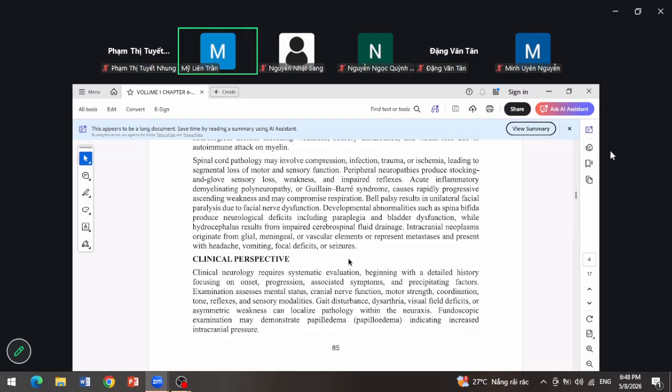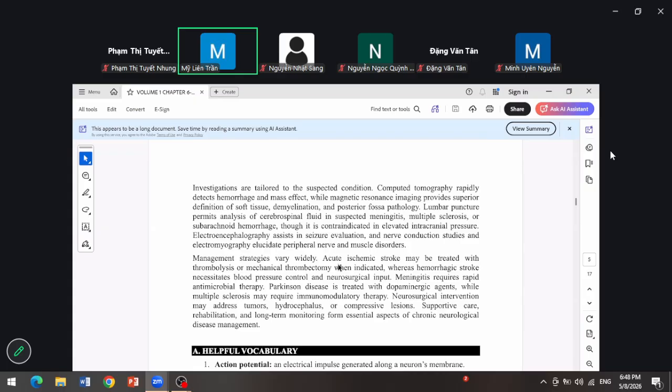factors. Examination assesses mental status, cranial nerve function, motor strength, coordination, tone, reflexes, and sensory modalities. Gait disturbance, dysarthria, visual field deficits, or asymmetric weakness can localize pathology within the neuraxis. Fundoscopic examination may demonstrate papilledema, indicating increased intracranial pressure. Investigations are tailored to the suspected condition.